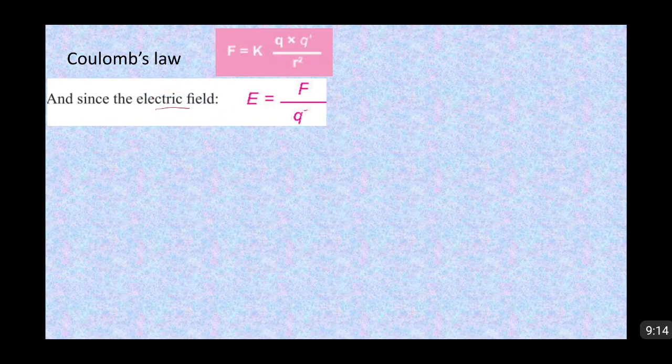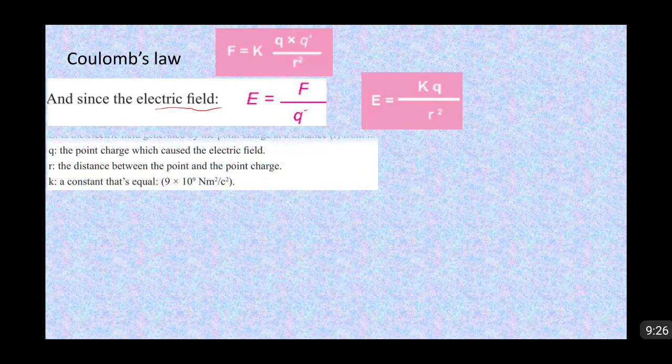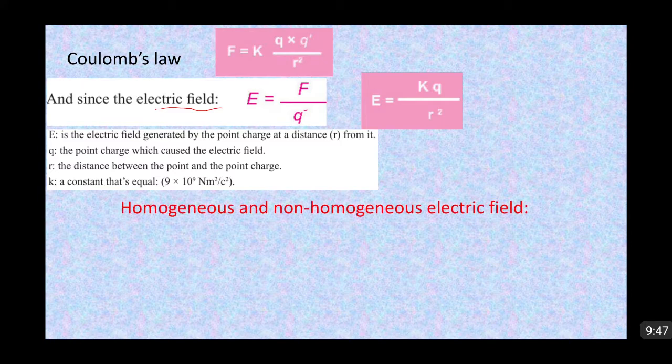And since the electrical field E equals F over Q, where Q means the testing electrical charge, E is the electrical field generated by the point charge at distance R from it, Q is the point charge which causes the electrical field, R is the distance between the point and the point charge, and K is the constant number 9 times 10 power 9 Newton multiplied by meter squared over Coulomb squared.